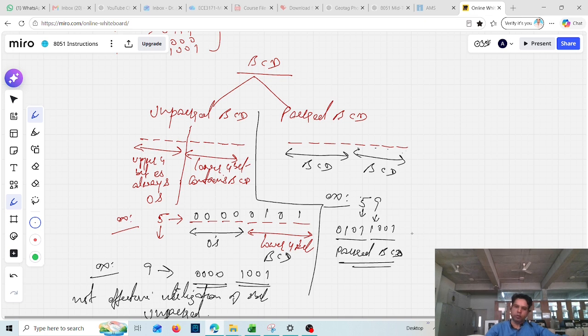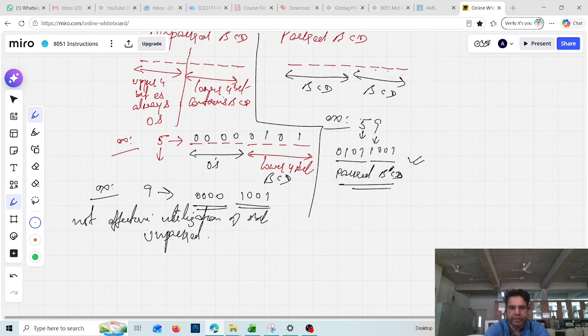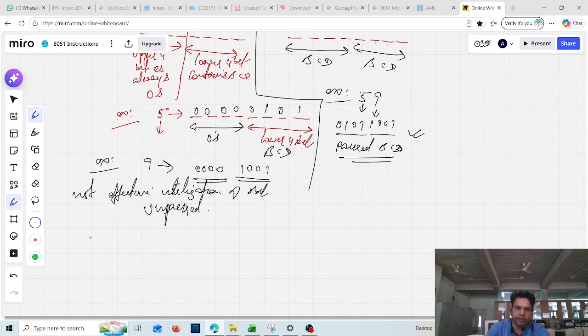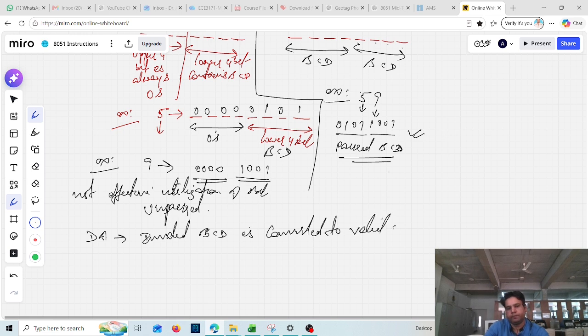I hope you understood the concept of this BCD classification, unpacked and packed BCD. Now what we are discussing is the case of the DA instruction. This DA, as I said, is used to convert an invalid BCD to a valid BCD by adding 6 to the invalid BCD.